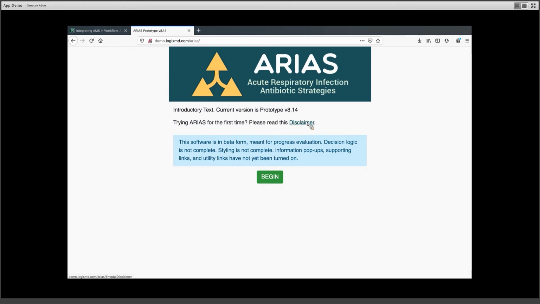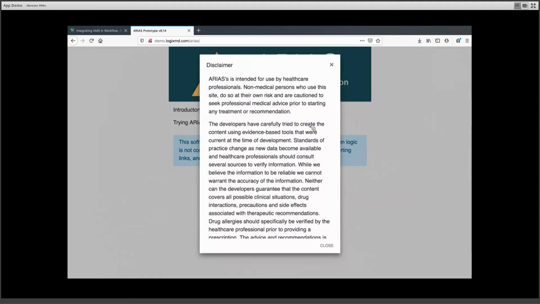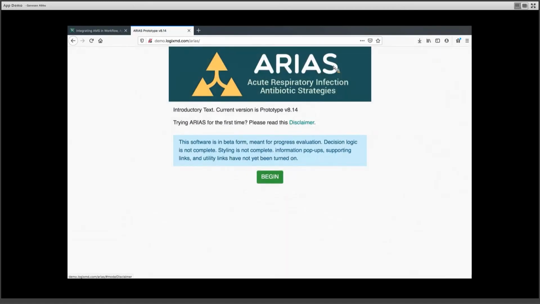We have a physician disclaimer here. I'm not going to go through it, but it states that it's intended for use by healthcare professionals and so forth.